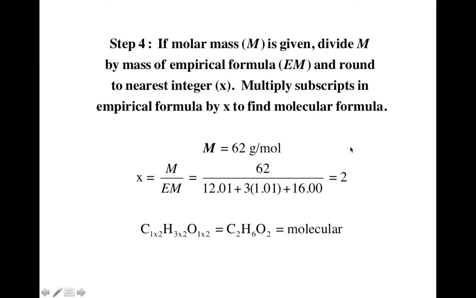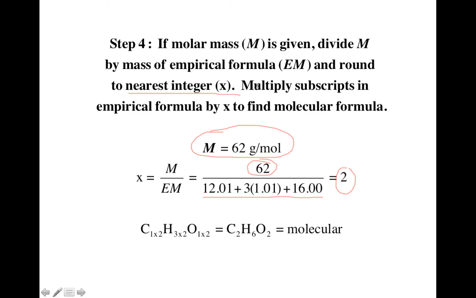Now, it turns out if you're also given the molar mass of the chemical, you can figure out the molecular formula as well. What you're going to do is take the molar mass, in this example 62 grams per mole, and you're going to divide by the mass of the empirical formula, and that should give you an integer, which we can call x. So if the molar mass is 62 and the empirical formula from the previous slide, CH3O, adds up to about 31, you'll see the ratio of molar mass over empirical mass is 2.